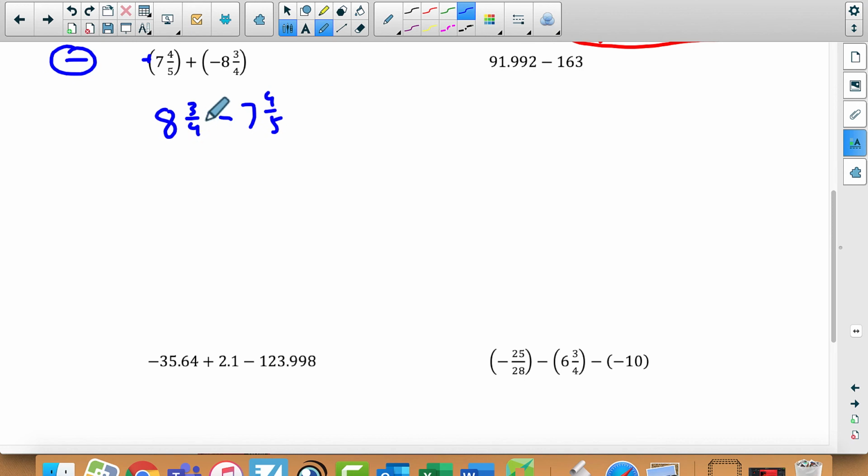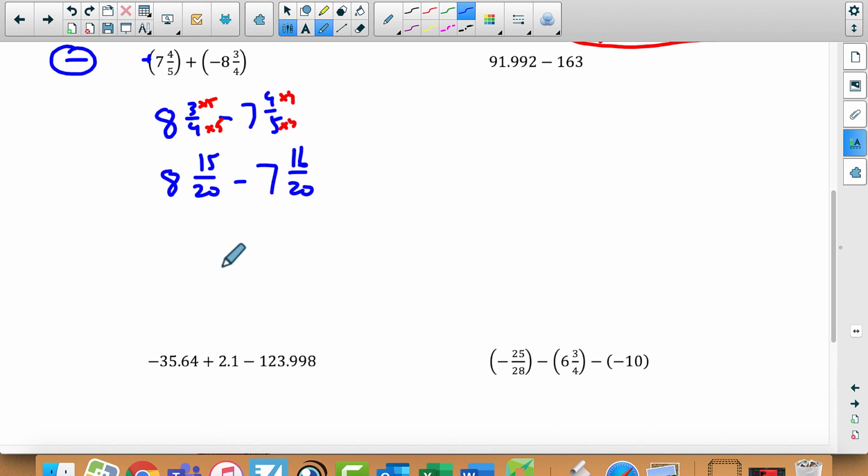Okay, I'm going to do this one by keeping it mixed. So what's our lowest common denominator, 4 and 5? It's 20. So 8 and something over 20 minus 7 and something over 20. Multiply this by 5 and this by 5. 4 times 5 is 20, 3 times 5 is 15. And then multiply this by 4 and this by 4. So 5 times 4 is 20 and 4 times 4 is 16.